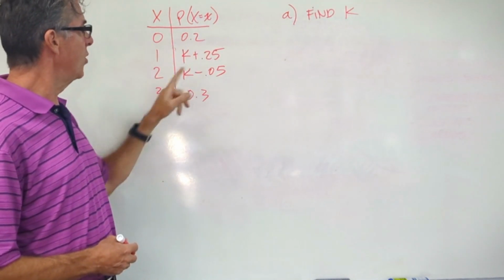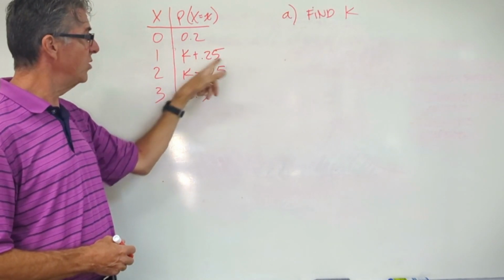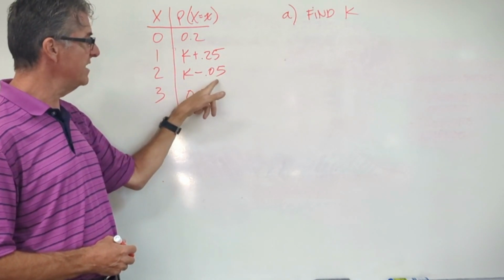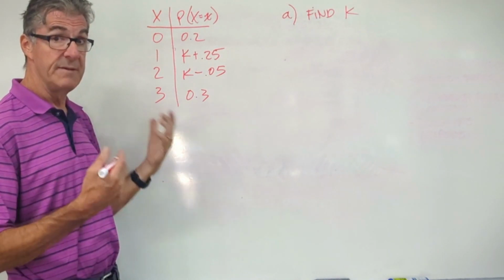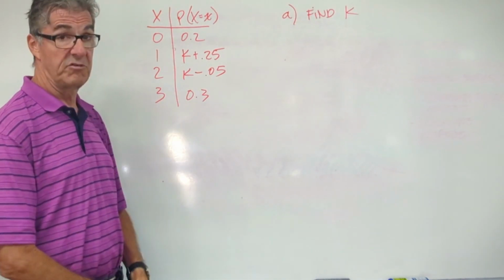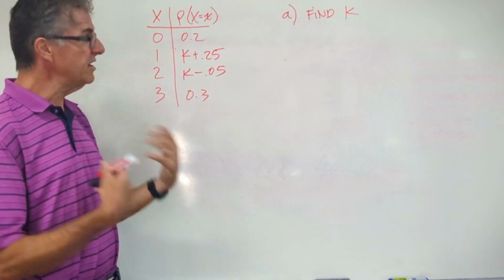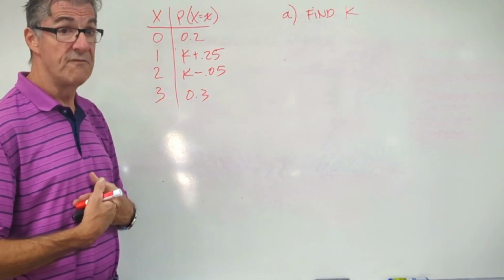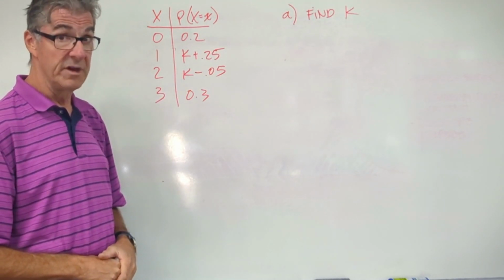Getting a 0 is 0.2, getting a 1 is k plus 0.25. We don't really know what that probability is, nor do we know this one, k minus 0.05, and then we know that the probability of the outcome labeled 3 is 0.3. So our first prompt is find k. Now there's an exploit here that allows you to set up an equation to solve for k. I want you to pause the video and see if you can take that all the way through.